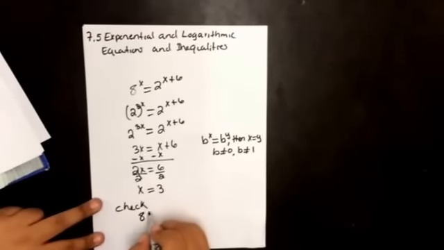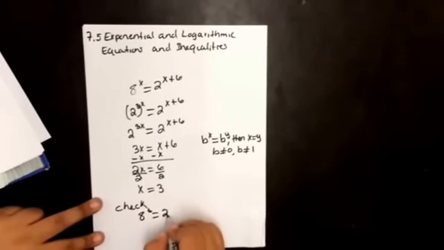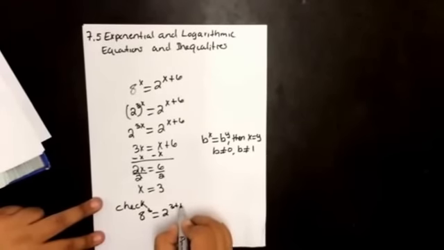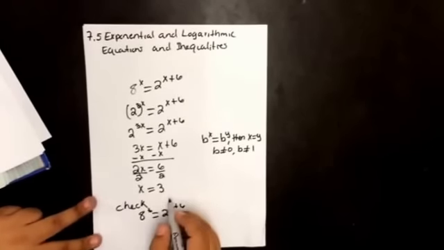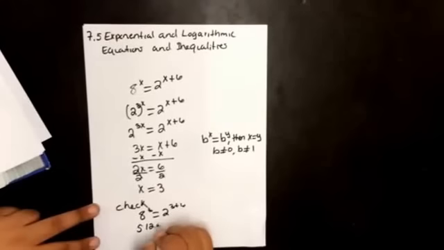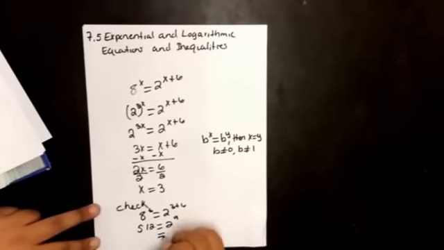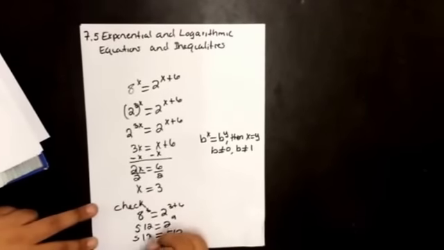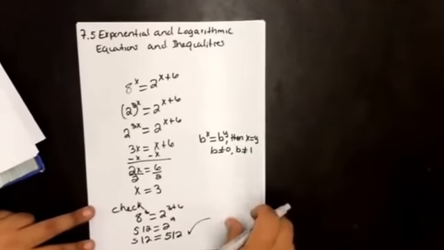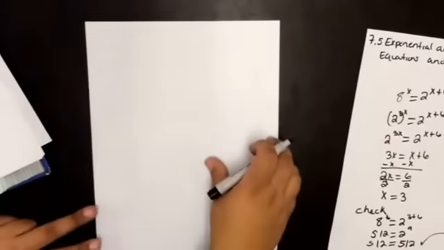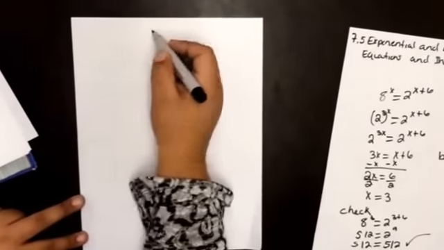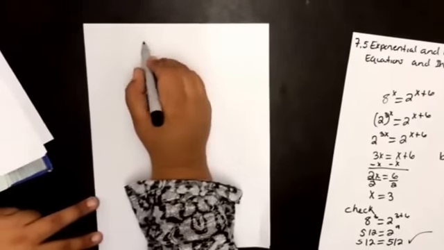So 8 to the 3 equals 2 to the 3 plus 6. 8 cubed is 512. 2 to the 3 plus 6 is just 2 to the 9th, which is equal to 512. So it works. Let's do another example.